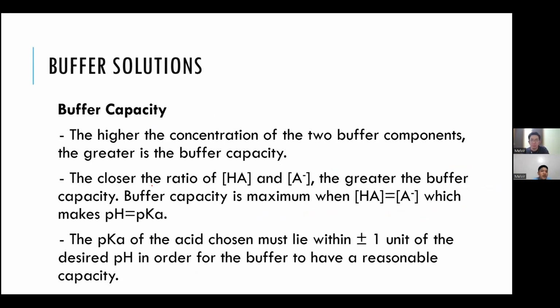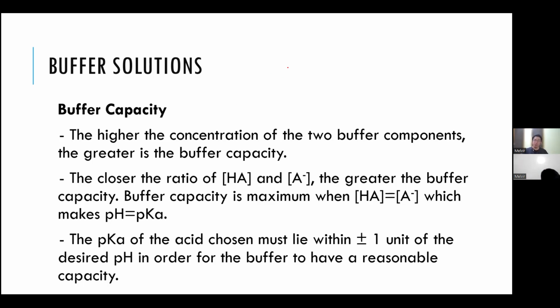Yung mga buffer kasi, may range po sila. Yeah, correct, may range nga sila. Ano yung range nila? Within na po yung pKa, tapos yung acetic acid, may ganun siya. Correct. Kasi ang optimum pH ng buffer mo ay equal sa pKa, plus or minus 1.